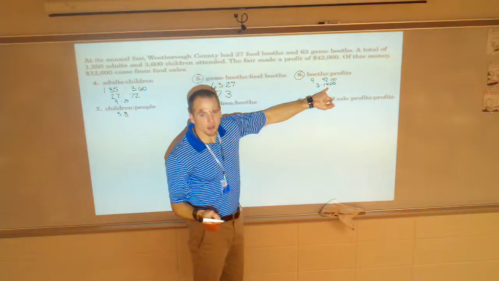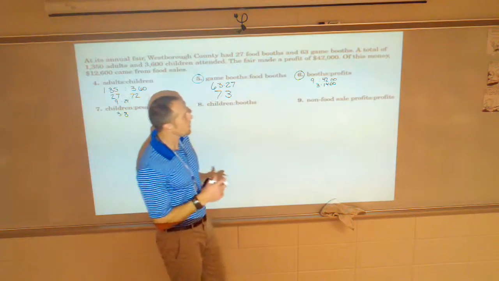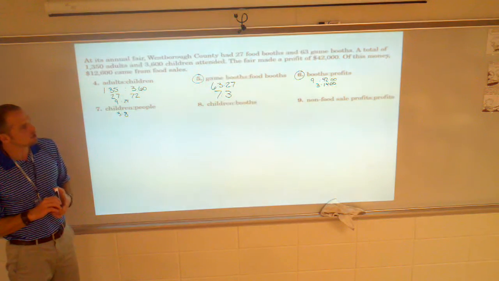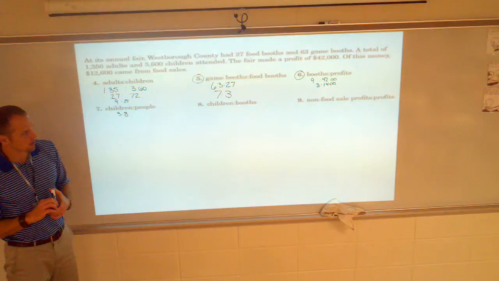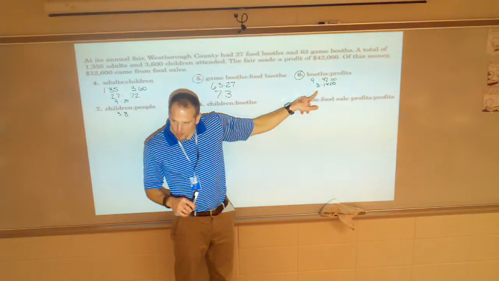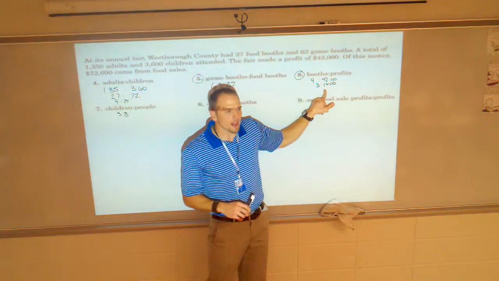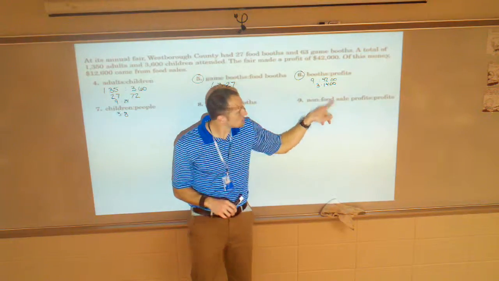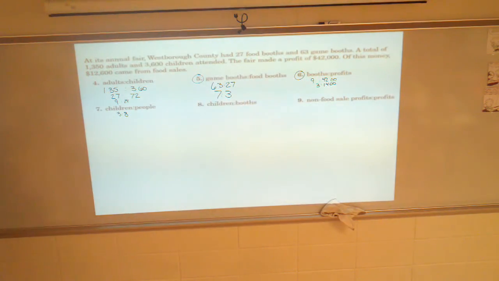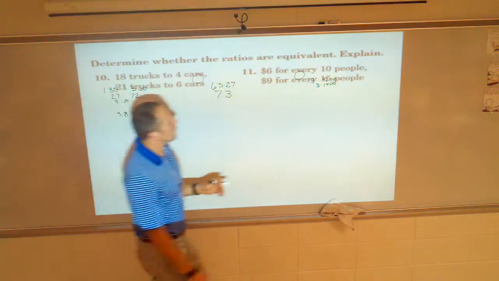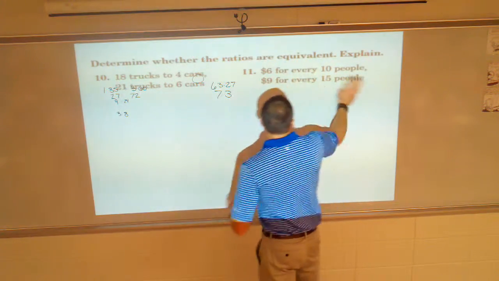Can I divide this one by 3? Nope, I cannot. 1 and 4 makes 5. So my ratio is going to be 3 to 1,400. Let me explain what this number means. For every 3 booths, you're going to make $1,400 in profit. Okay. Next thing, you just have to determine whether the ratios are equivalent.